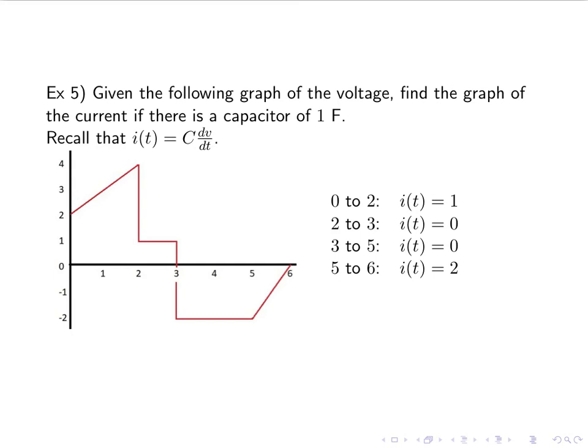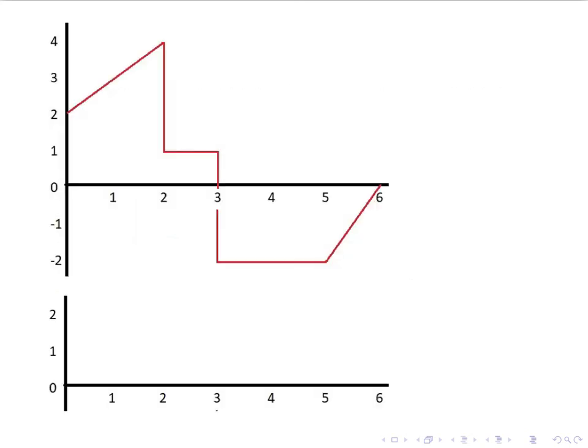We've got a couple of horizontal lines that we're going to be graphing. So from 0 to 2, we have a slope of 1. And then from 2 to 3 and 3 to 5, we have a slope of 0. So from 2 to 5, the slope, or again, the derivative is 0. And then from 5 to 6, the derivative was 2. So we have a graph that looks just like that.